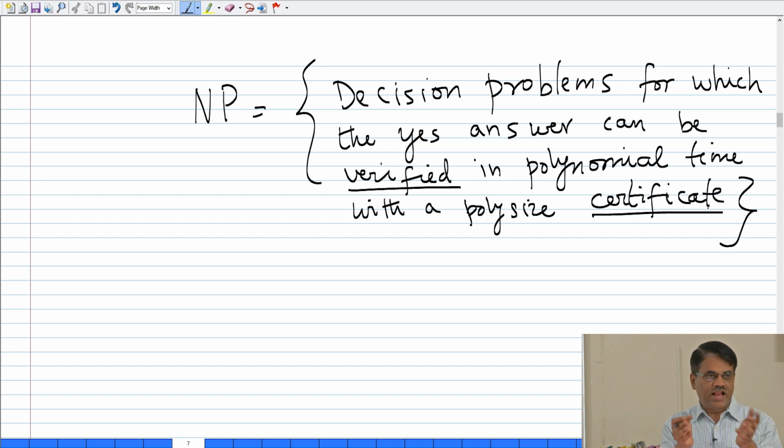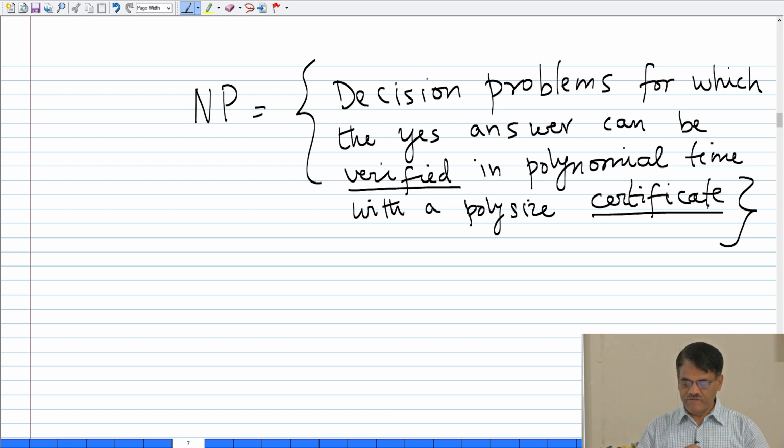To translate it in the language we are used to, it is a set of all decision problems. Decision problem means the answer is always yes or no, for which, if somebody has to verify the yes answer, there is a way to verify it in polynomial time if given a certificate, given a proof of the yes answer, one can verify in polynomial time. Okay, let us see some examples.